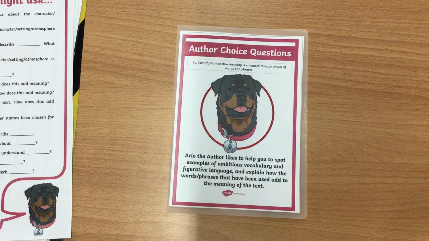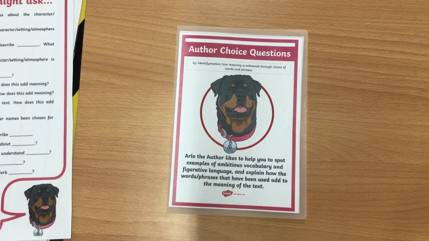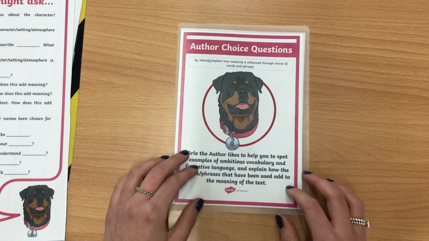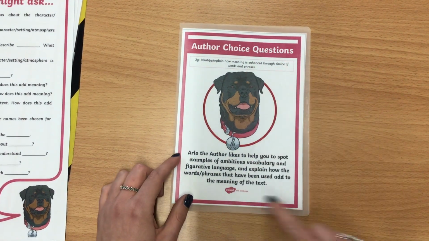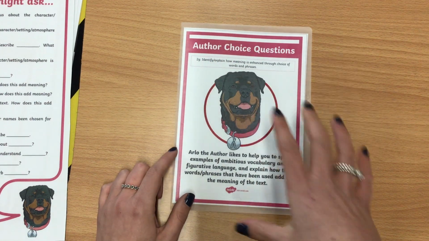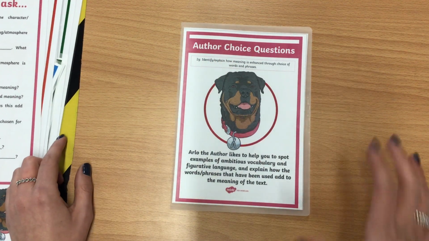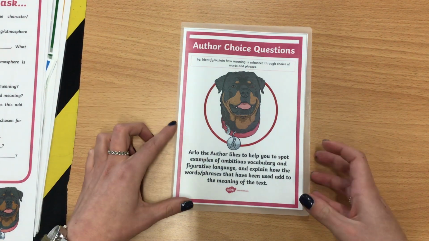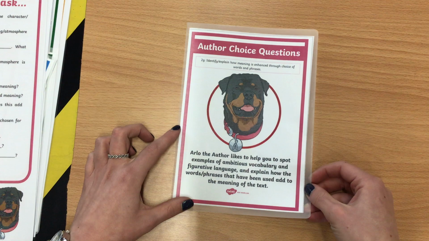A question for this could be, look for a simile in the text. Once you've found that simile, you then need to think about how that adds meaning. Why did the author choose to add a simile in? So they're those style questions. Whenever you're thinking about Arlo, you need to think about the author's choice. We often do this in our writing as well. We think about, why have we chosen that word? Is it the best word we could use? Does this have the effect we want it to have on the reader?